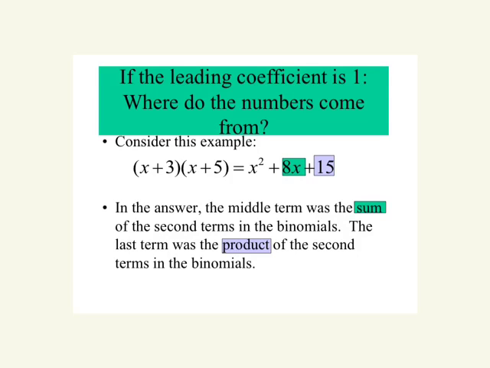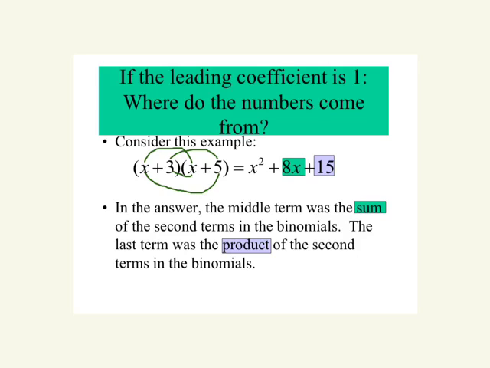Now if the leading coefficient is 1, we want to quickly look at where those other numbers come from. So consider this example. If you were to take x plus 3 times x plus 5 and FOIL it, so x times x, x times 5, 3 times x, 3 times 5, you would end up with x squared plus 3x plus 5x plus 15. And then that 3x and the 5x that come from the outside and the inside could be combined to equal 8x. So in simplified form, we'd have x squared plus 8x plus 15.